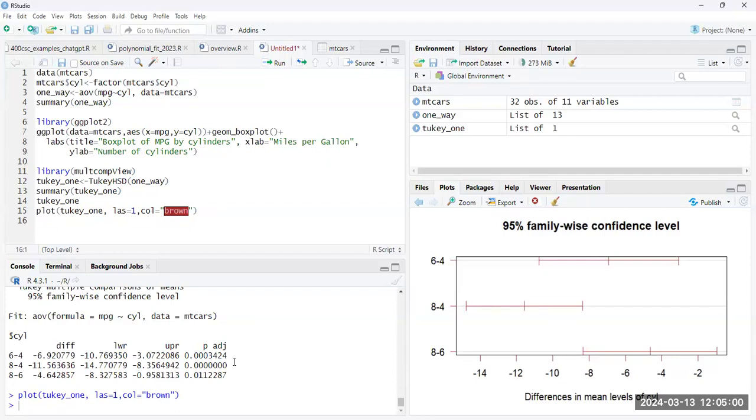Now we're going to add another variable to our analysis and go up to a two-way ANOVA. So we're also going to take the gears variable and turn that into a factor.